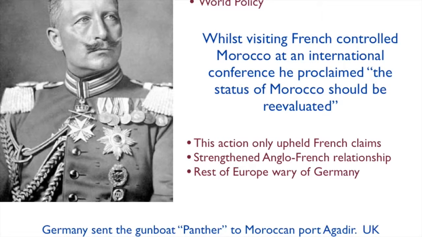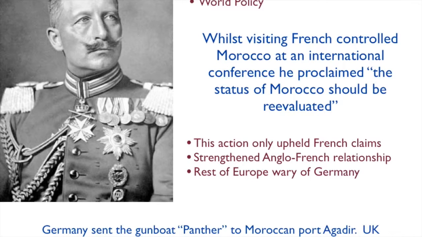He developed something called a Weltpolitik, or a world policy, and whilst visiting French-controlled Morocco at an international conference, he proclaimed the status of Morocco should be re-evaluated. This action only upheld French claims and strengthened Anglo-French relationships, but the rest of Europe became wary of Germany as this power that's starting to emerge.